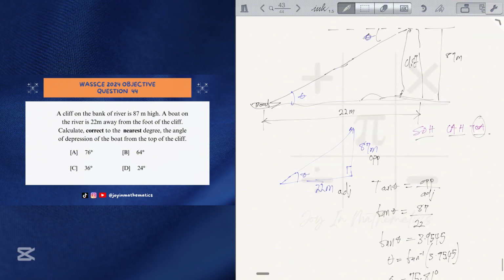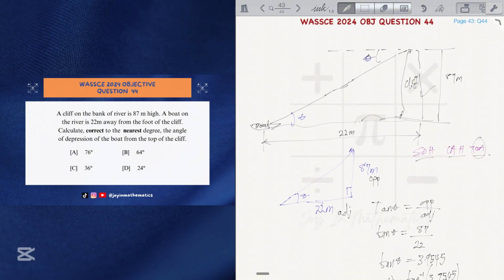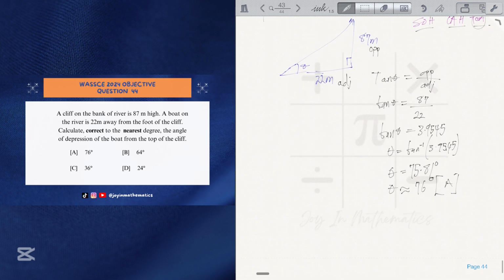So understand the cliff, the river bank, and the angle of depression. And we have theta equal to 76 degrees.